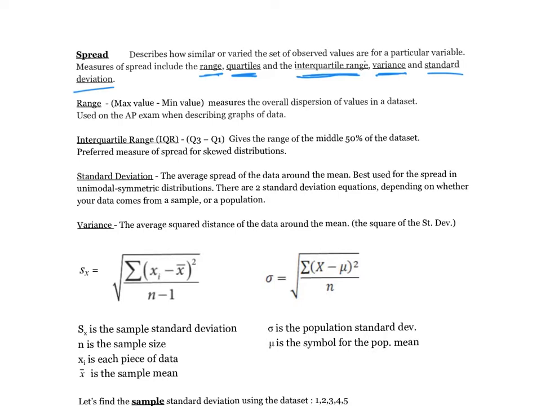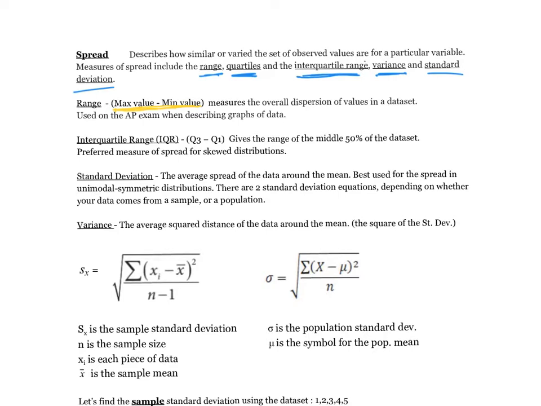The range is the easiest measurement of spread, and it is simply the maximum value minus the minimum value. Okay, and you do that subtraction and you get one single value. And that measures the overall dispersion of values in a data set, or the overall spread. On the AP exam, it's used a lot if we have to describe a graph, because it doesn't require a calculator to calculate that. It's a fast way to determine the spread of data.